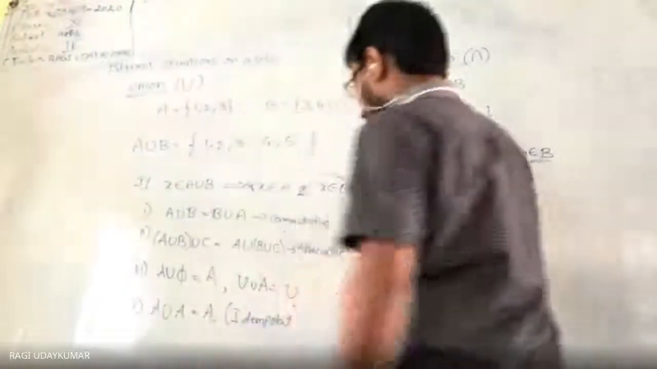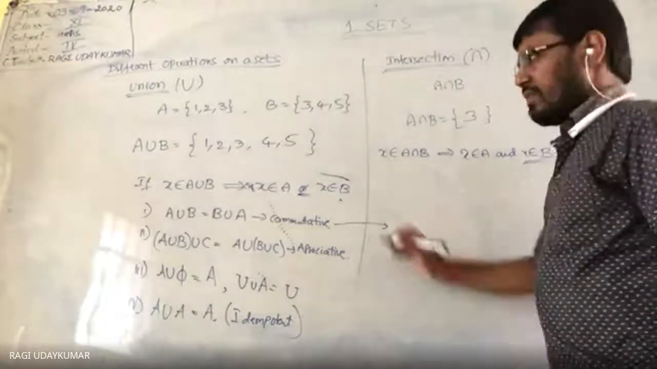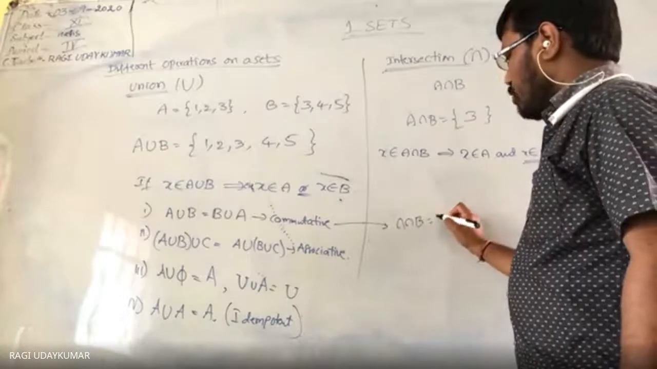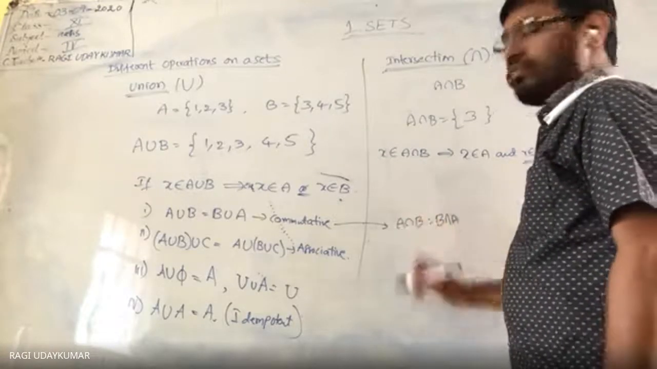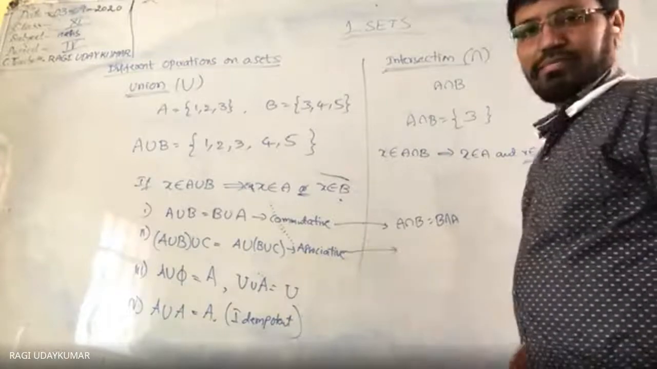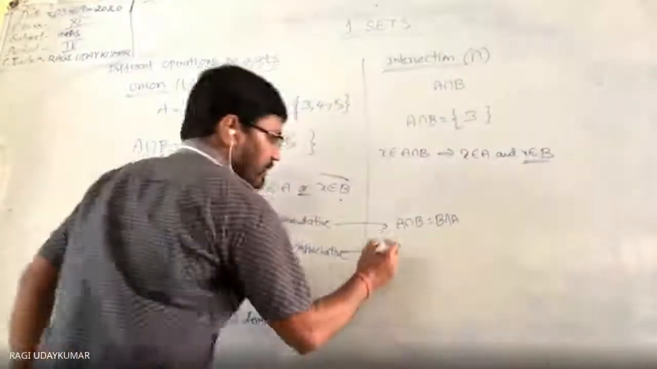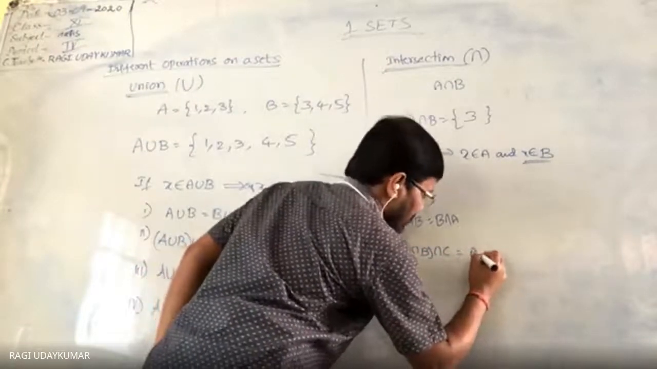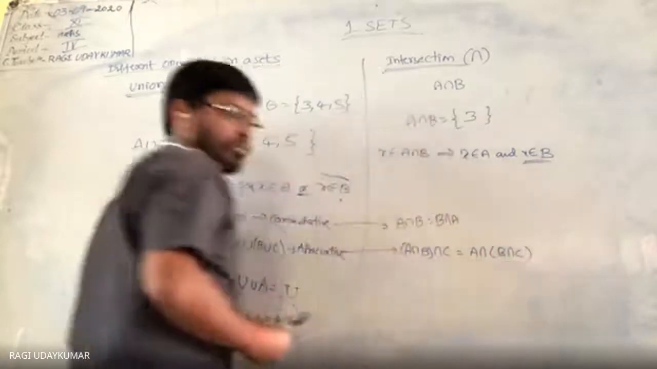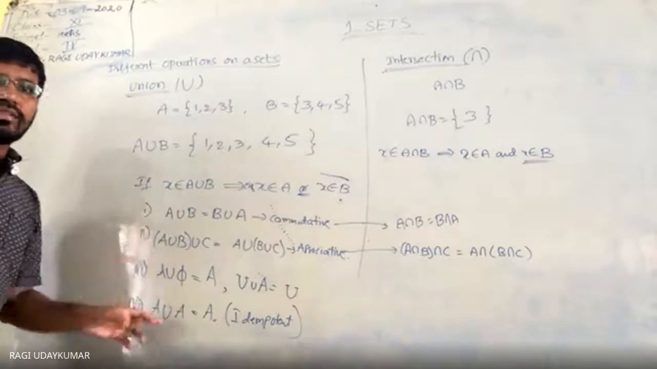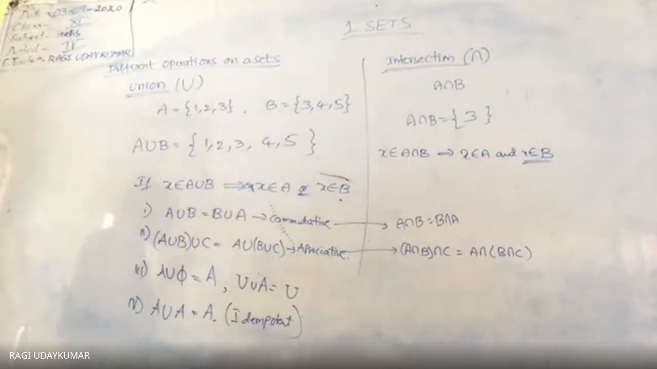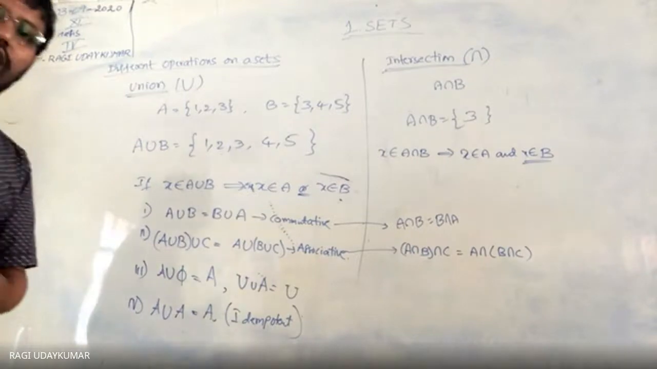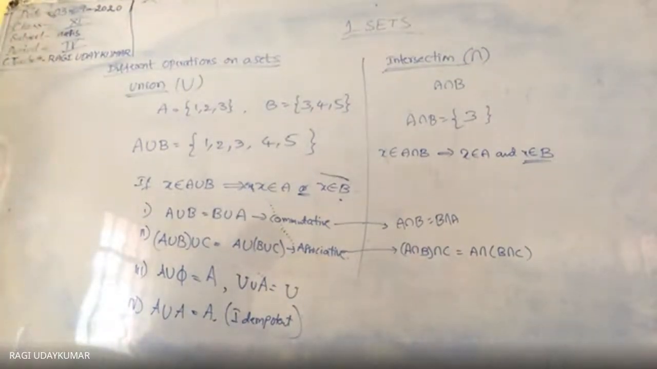But if you come to the intersection part, here the commutative property will become A intersection B is equal to B intersection A. The associative will be the same for intersection. So here I am writing A intersection B intersection C is equal to A intersection B intersection C. But whenever you come to the identity laws, you can call them law of identity. Both are identity elements. Okay.